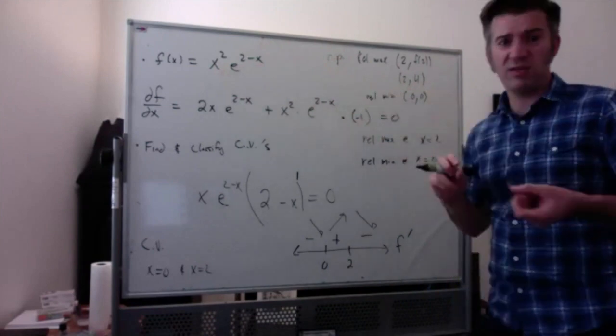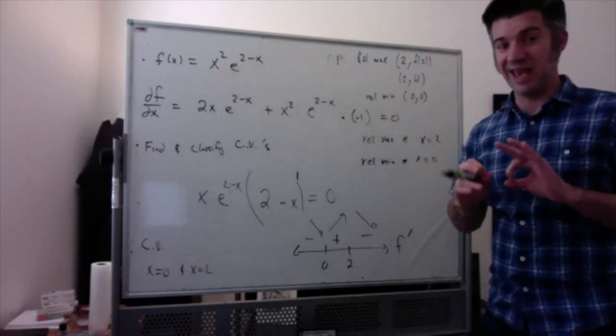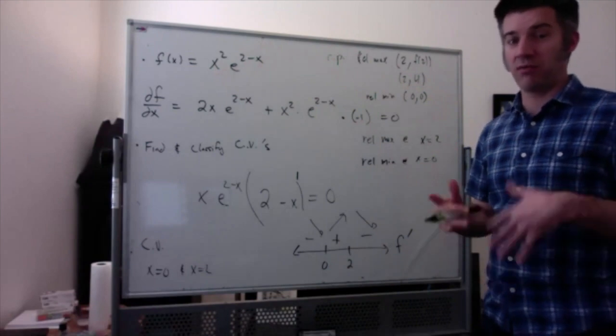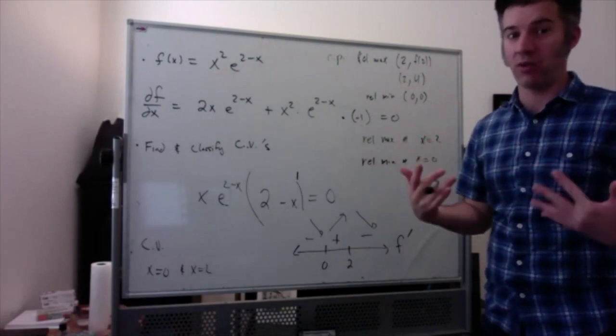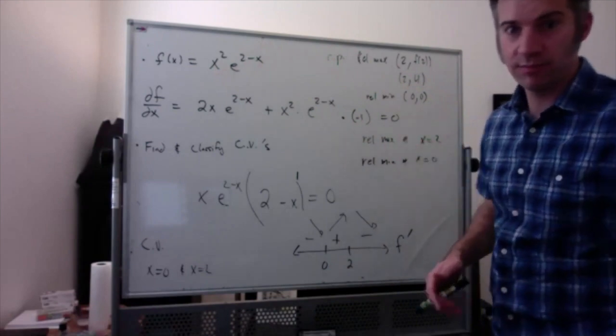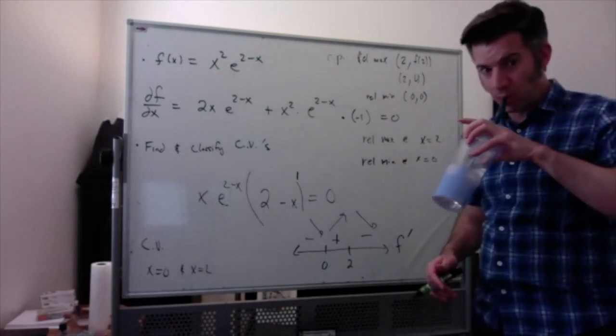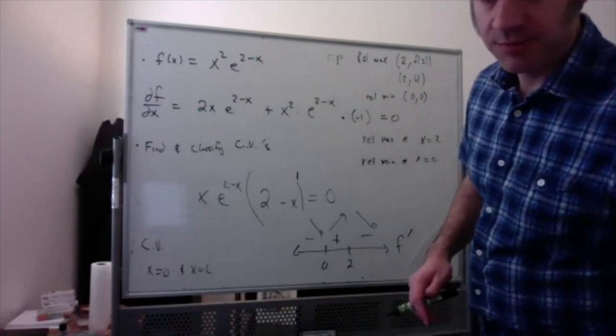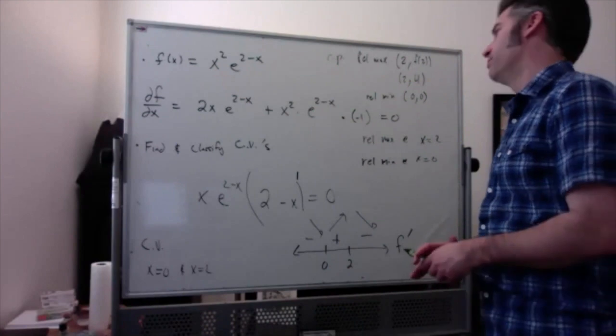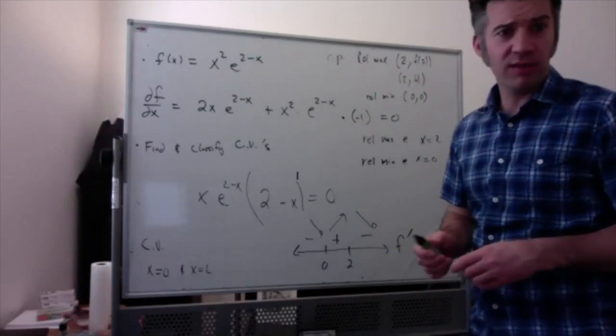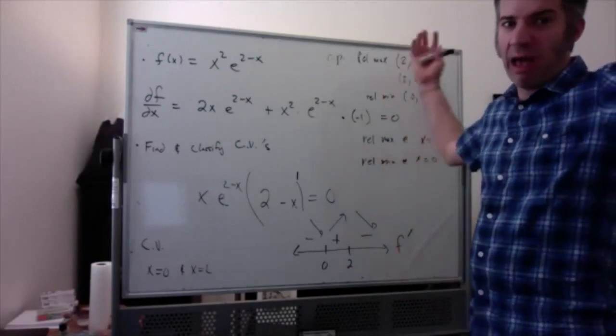So be careful. If they ask for a critical value, they typically mean just the x value. If they ask for the critical point, they mean the x and y coordinate that make up the entire point. Okay. Should we find the inflection points? Why not?